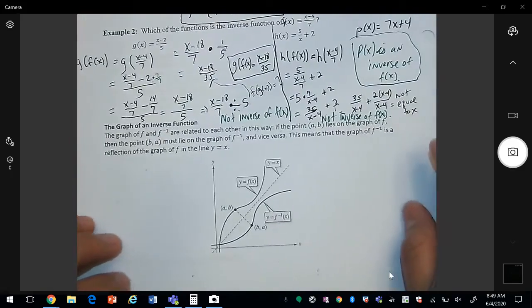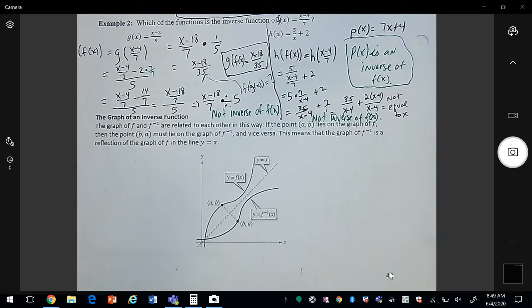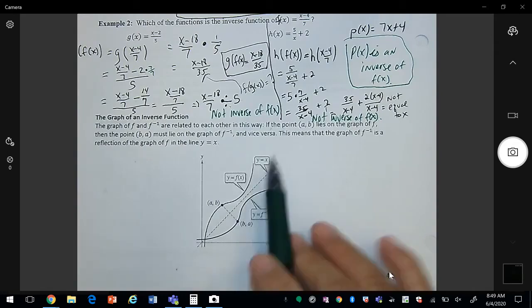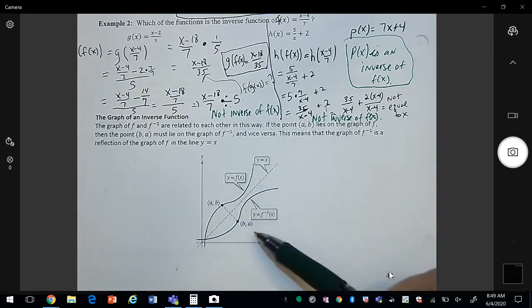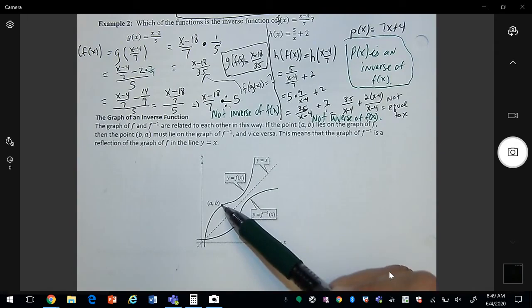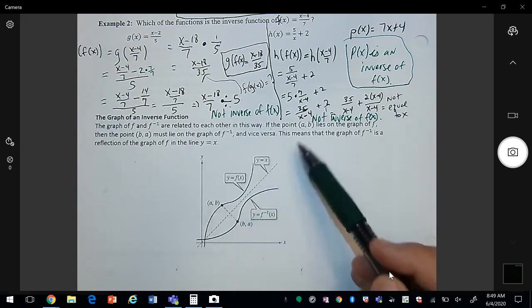Okay, so let's look at what happens with the graph. The graphs of f and f inverse are related to each other in this way. If the point (a, b) lies on the graph of f, then the point (b, a) must lie on the graph of the inverse, and vice versa.